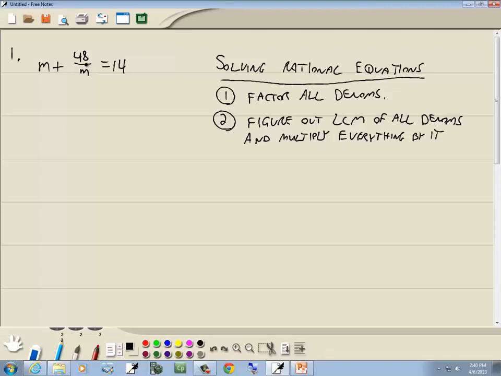Okay. Well, we look at each factor, look at the m, and we're looking for the greatest number of single m's in any denominator. The greatest number, there's 1 here, so the greatest number of m's in any single denominator is 1. So we're going to multiply everything by m. Now when I say everything, I'm talking about what's separated by pluses and minuses and equals. So we're going to multiply the m by m, the 48 over m by m, and the 14 by m. Now this m cancels with this m. M times m is m squared plus 48 equals 14m.